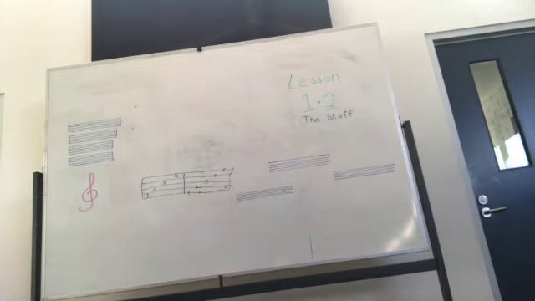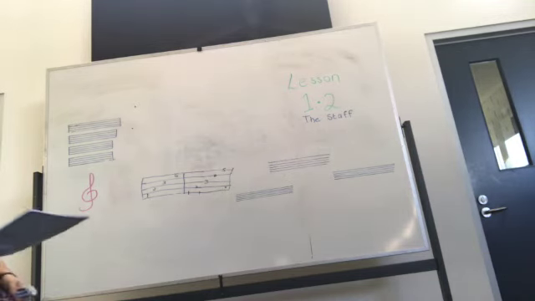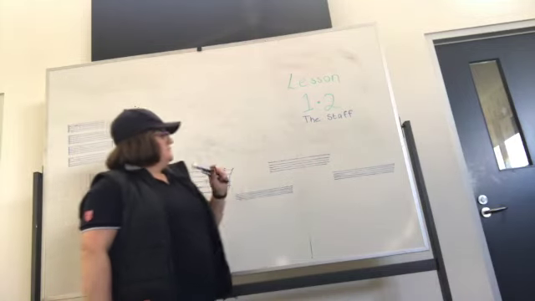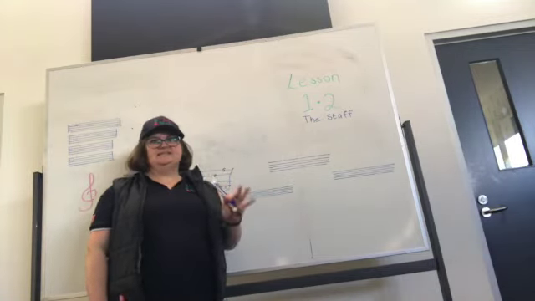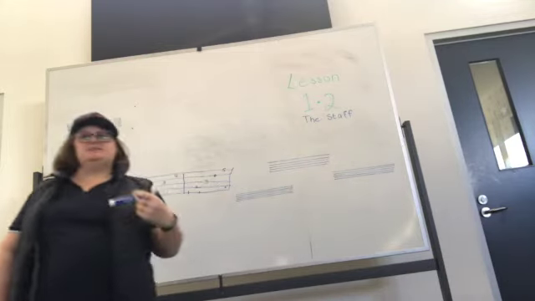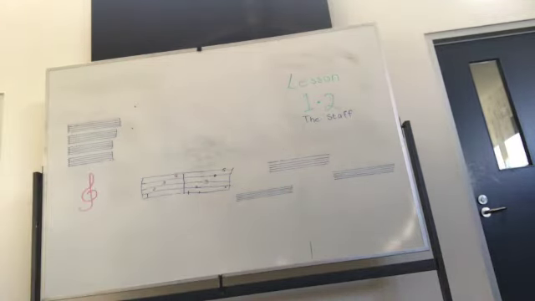Today we're going to look at lesson 1.2. And we're going to look at the musical staff, or the stave. And the staff essentially consists of 5 lines. And so I've got some of these drawn up here. And that's what all of our notes go onto.